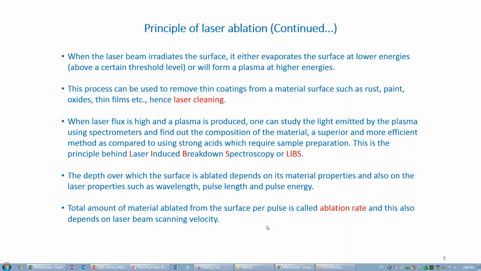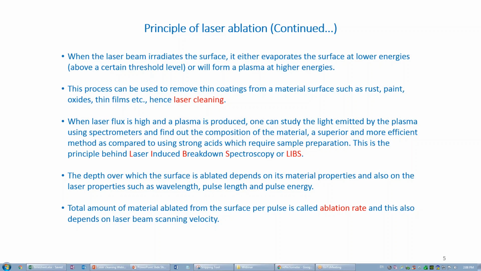If you use incorrect values for the laser parameters, you may damage the surface. You may damage the bulk of the surface. Say if you're trying to remove paint from an aircraft and you choose an incorrect laser or incorrect parameters, you may actually damage the body of the aircraft, the metal body of the aircraft. So you don't want that to happen. For this reason, you need to choose the correct laser parameters.